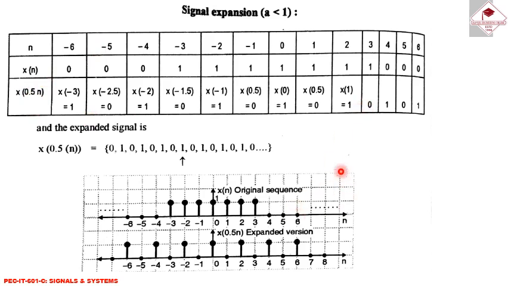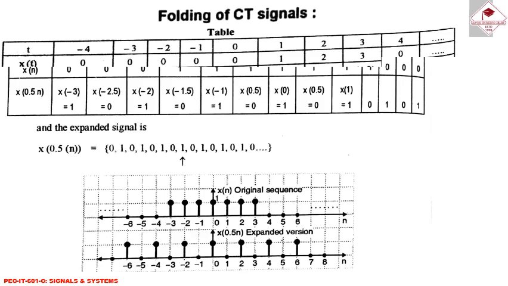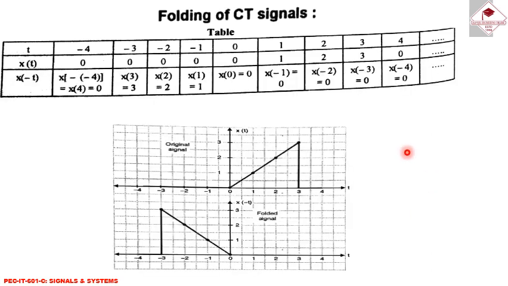And after graphical representation, the signal can be expanded, and this expansion of the signal in discrete domain should be looking like this. Next, folding of the signal, that means we can fold the total signal just like a mirror image. This is the positive side value, it is to be written over here.